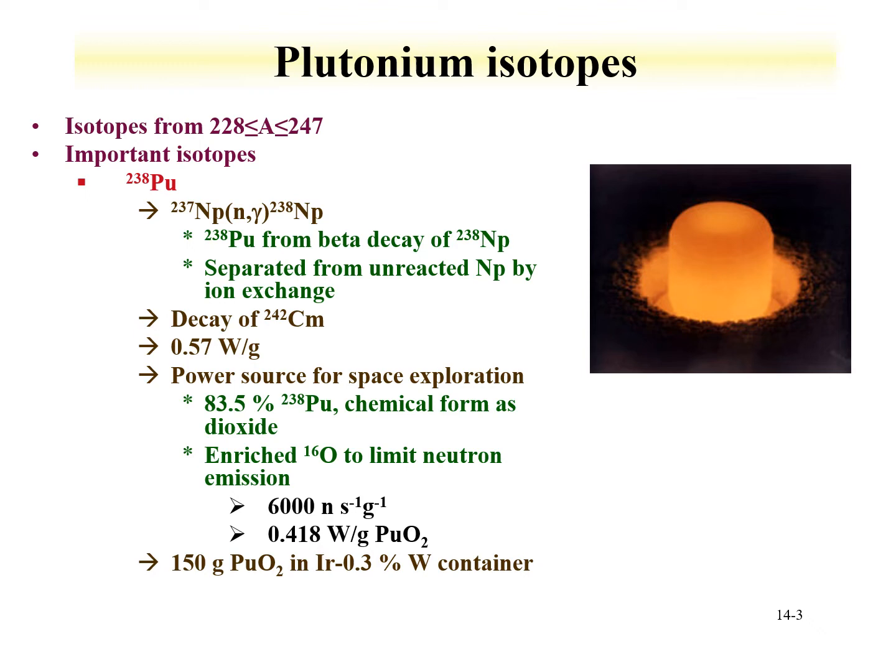You can make 150 grams of plutonium dioxide in an iridium container, and that will produce this heat, and the heat can be converted to electricity. And this is what's used on a number of spacecraft for missions to planets beyond Mars. It's also used on the Mars rover Curiosity as a power source.